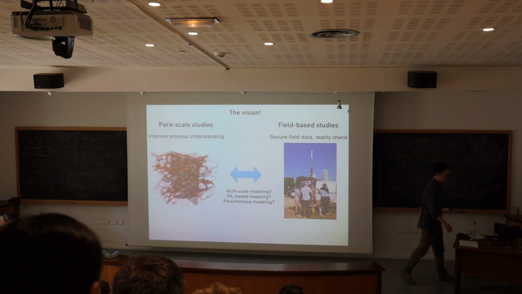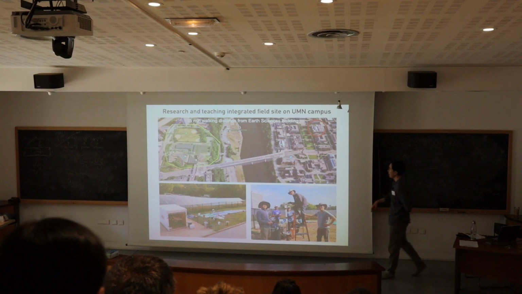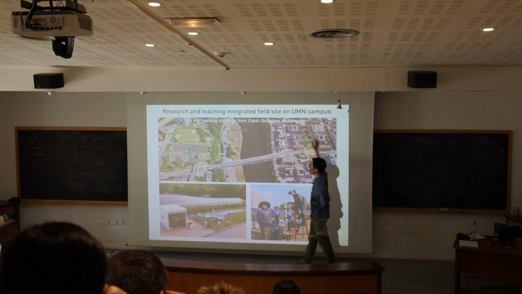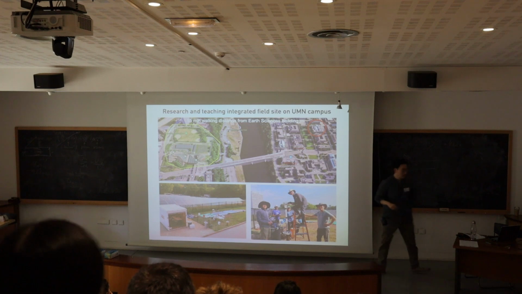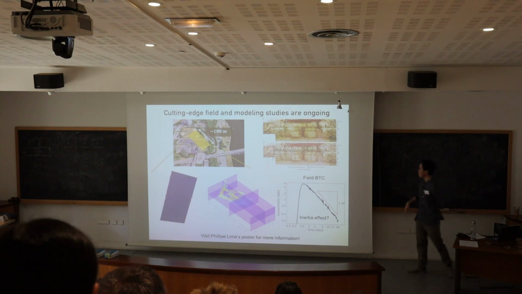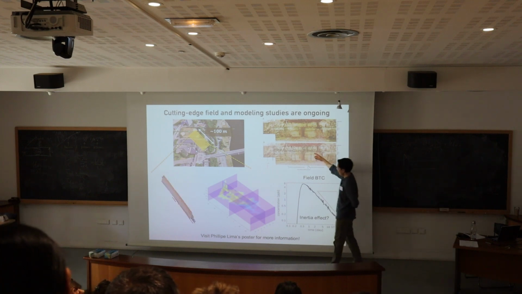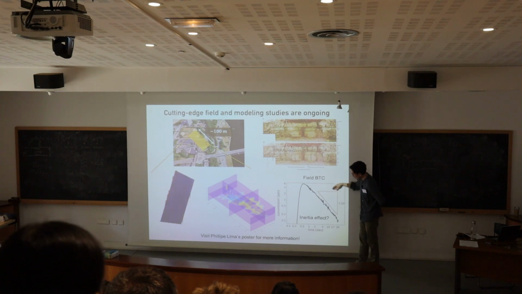So in order to do that, my group has been establishing a field site on campus. This is our earth science building, and this is our on-campus fractured rock aquifer site. We've been doing a lot of work related to dye tracing. This will be my last slide. So we've been doing dye tracing, and we saw this crazy strong power of 1.1.